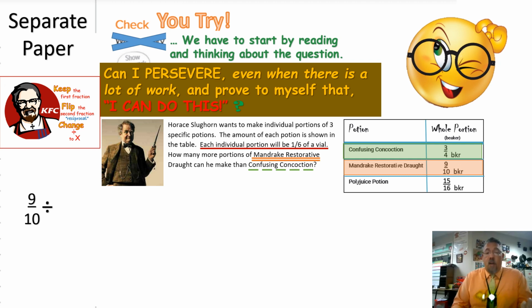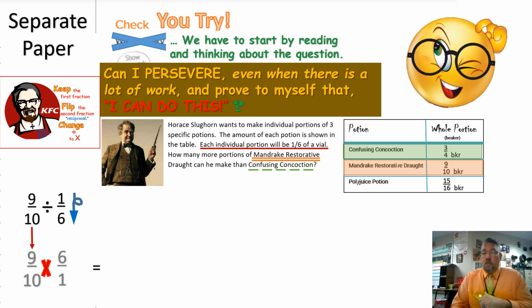We have 9/10 divided into, once again, the groupings of 1/6. Going through my KFC, I'm going to keep my first one, so I keep the 9/10. I'm going to flip my second one, so 1/6 becomes 6/1. And then I know I can't divide, so I have to change division into multiplication. If I can cross reduce, I want to be able to do that. I see that I have a 6 and a 10. Those are both even, so I am going to cross reduce by 2. 2 will go into 10 5 times, and 2 will go into 6 3 times. Now I'm simply left with multiplication, which I know I can do.